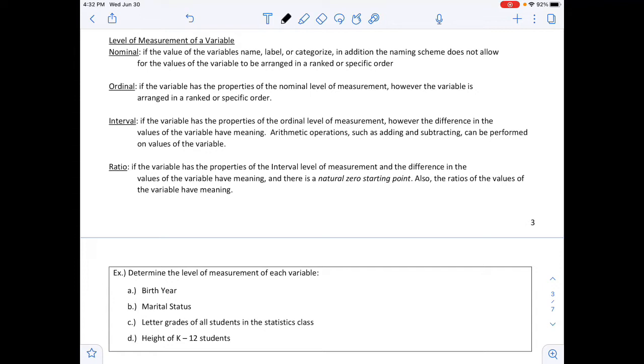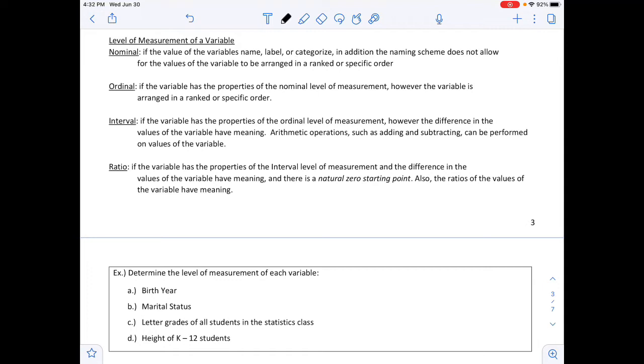Ordinal is going to be if a variable has the properties of a nominal level of measurement. However, the variable is arranged or ranked in a specific order. And then if a variable is ordinal, we can check to see if it is interval. It says if the variable has the properties of the ordinal level of measurement, however, the differences in the values of the variable have meaning, arithmetic operations such as adding and subtracting can be performed on values of the variable.